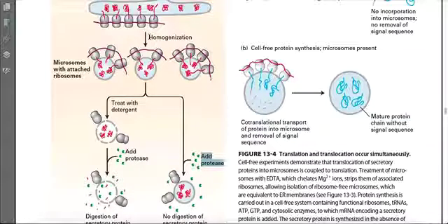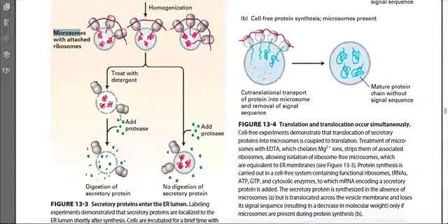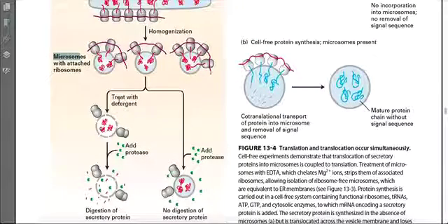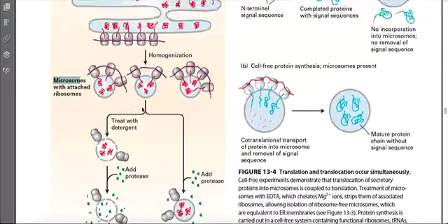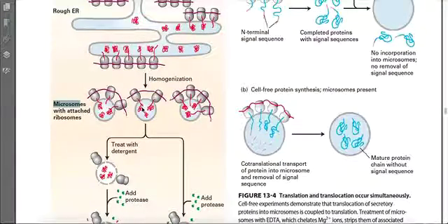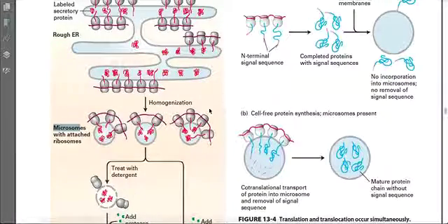Simply, three conclusions you can fetch. Number one, by homogenization of the ER at very high RPM, you can isolate microsomes, which are a smaller form of the ER with more or less the same properties. And secretory proteins are always found in the ER, not in the cytosol. So we can conclude from this experiment that translation and translocation of the ER resident proteins is tightly coupled.